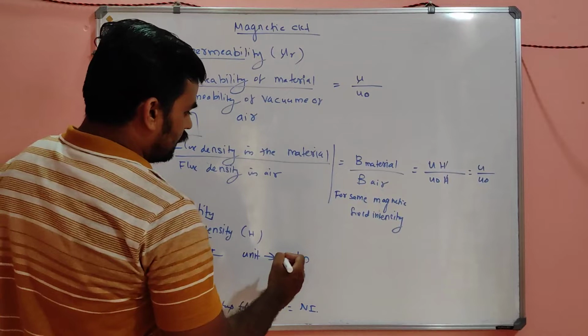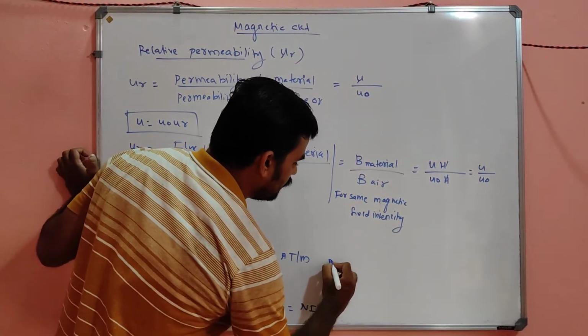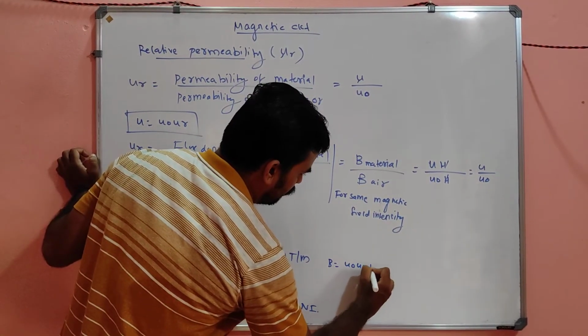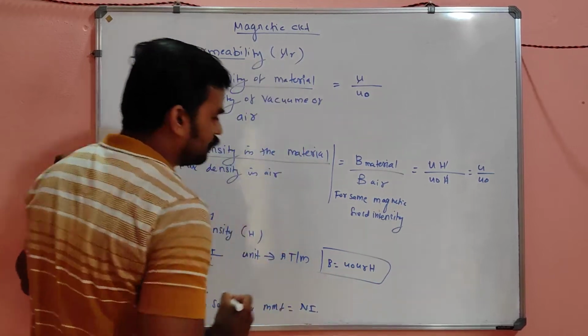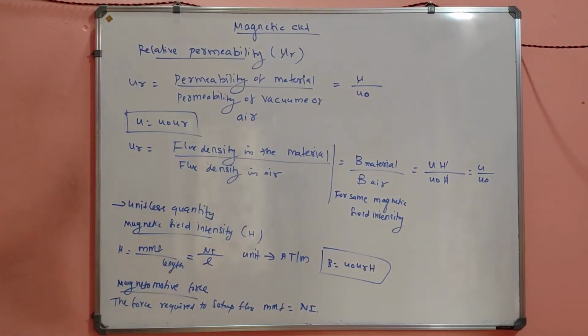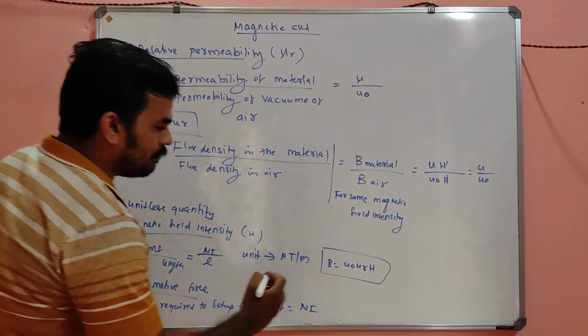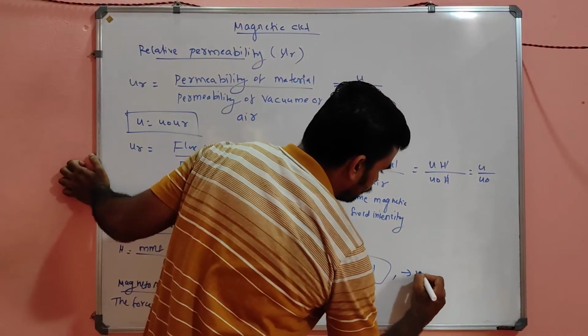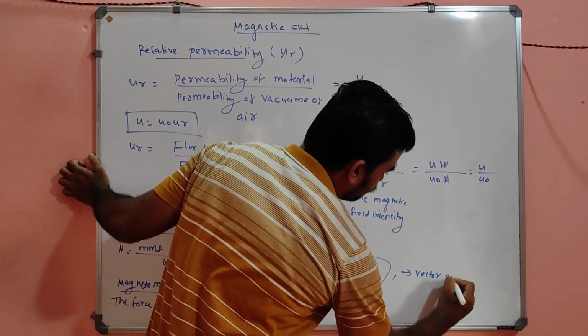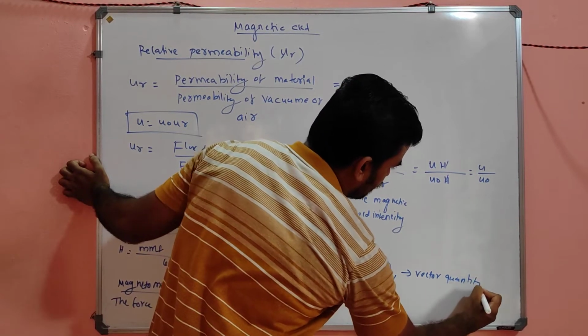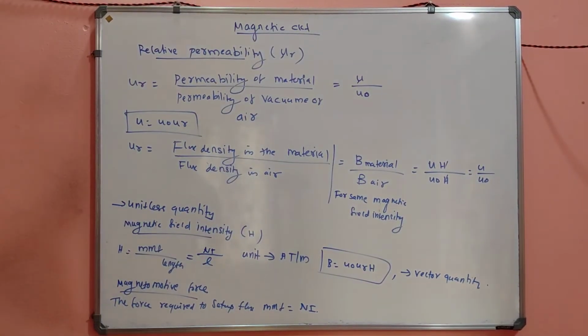And one more connection you have to write: B equal to mu 0 mu r into H. It's a very, very important relation. B is equal to mu 0 mu r into H, and H is a vector quantity, my dear. That also you have to know.